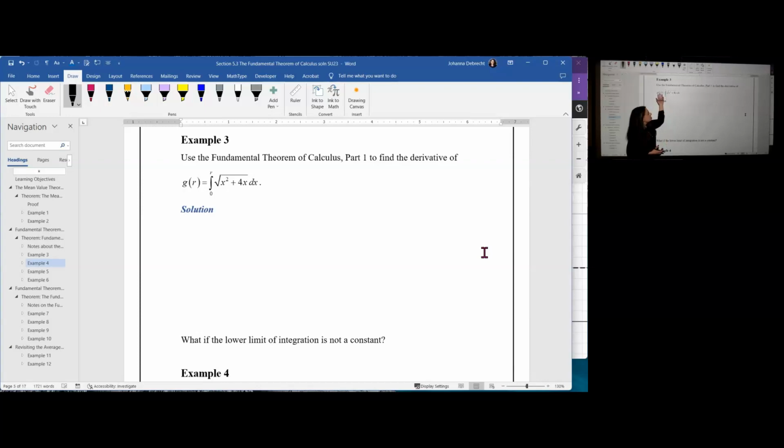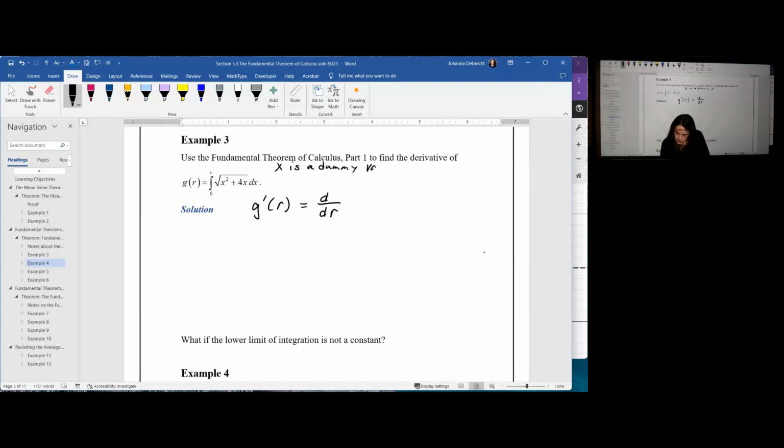In order to find the derivative of g, I need to take the derivative of the integral. The derivative and the integral are inverse operations of each other. So when I find g prime of r, that's the derivative with respect to r. It must be r because g is a function of r. The variable used in the upper limit of integration is also r. That makes r the independent variable, not x. In this case, the x is a dummy variable.